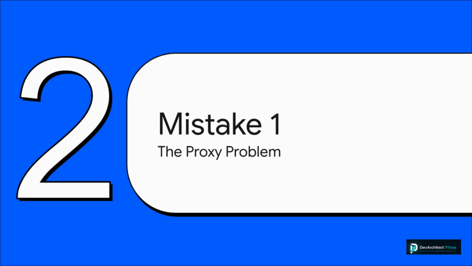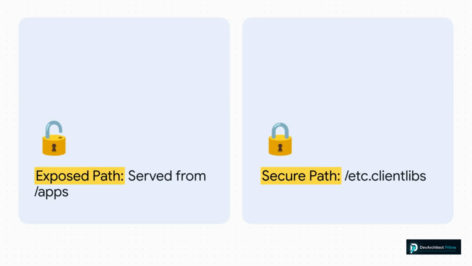Section 2. The trap. Mistake 1. The proxy problem. All right, now for the privet. This is the part of the AI coding demo that nobody puts on YouTube. Let's drop the hammer on the first critical production-breaking mistake.